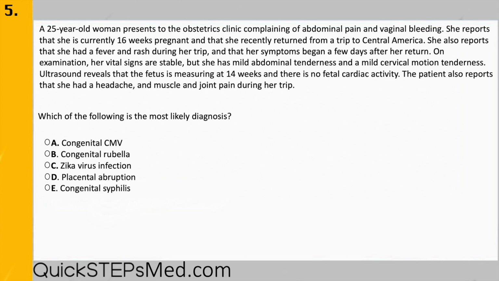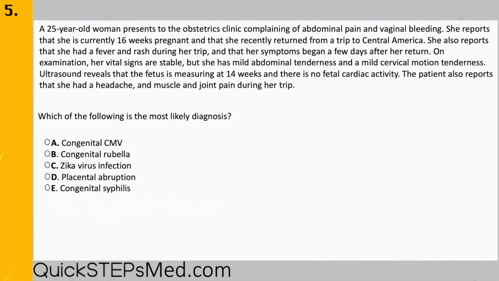25-year-old female presents to the obstetrics clinic complaining of abdominal pain and vaginal bleeding. She reports that she is currently 16 weeks pregnant and that she recently returned from a trip to Central America. She also reports that she had a fever and rash during her trip and that her symptoms began a few days after her return. On examination, her vital signs are stable, but she has mild abdominal tenderness and a mild cervical motion tenderness. Ultrasound reveals that the fetus is measuring at 14 weeks and there is no fetal cardiac activity. The patient also reports that she had a headache and a muscle and joint pain during her trip. Which of the following is the most likely diagnosis?